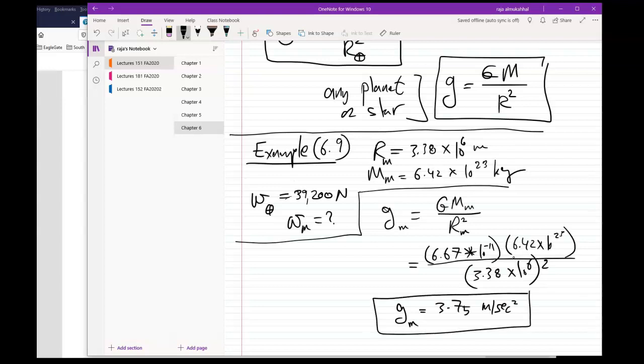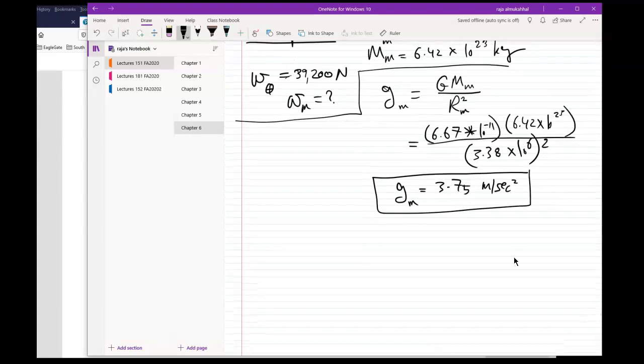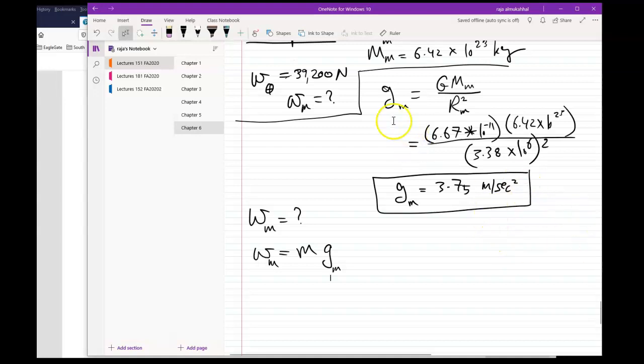So if I know the G value on Mars, what is the weight on Mars? Well, weight is equal to what? mg. For Mars, it's mg Mars. I just need to find the mass. Well, how do I find it? He gives me the weight of that lander on Earth right here.